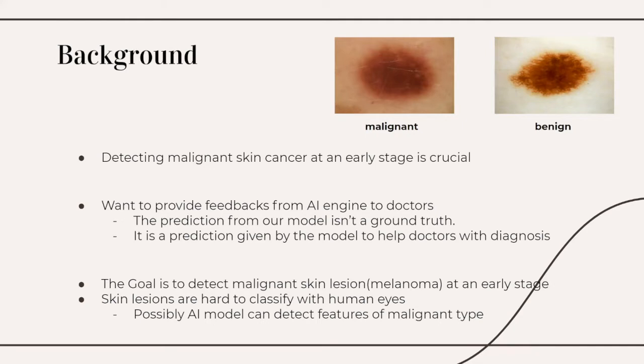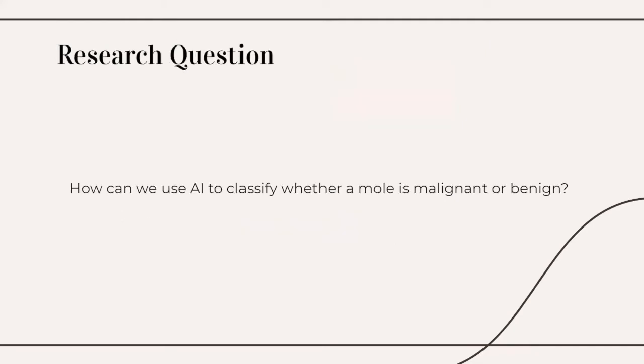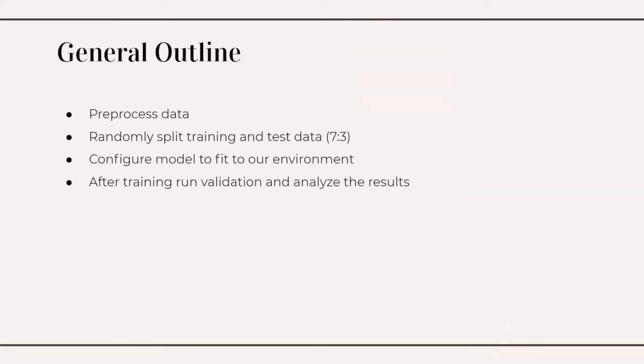Now we pose our research question. How can we use AI to classify whether a skin lesion is malignant or benign? The general outline of our project is we first preprocessed our data, which we then randomly split into training and test datasets with a ratio of 7:3. We then configured our model to fit our environment. Lastly, we trained our model and ran validation to analyze the results.